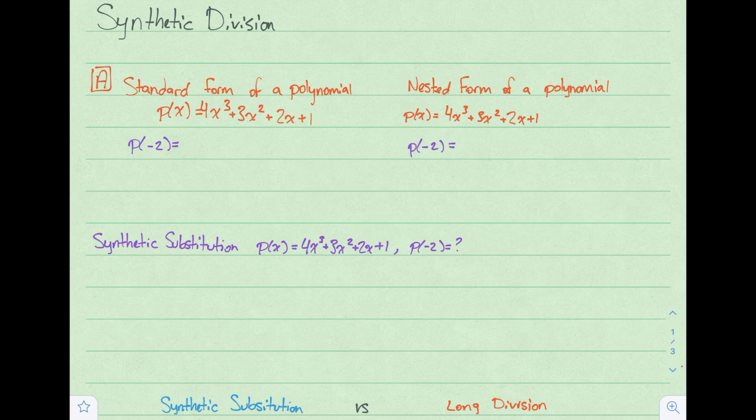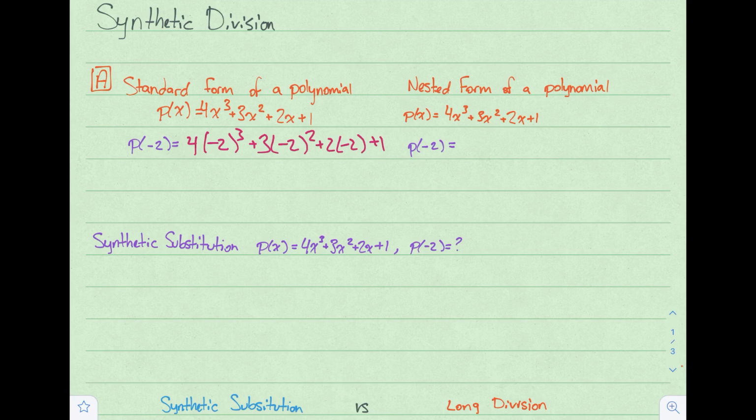So in the past, we've used almost exclusively the standard form of a polynomial. Standard form of a polynomial is when we list all of the terms from highest degree to lowest degree. If we want to evaluate a polynomial in standard form, we can just plug in our x and then evaluate each term and then find the sum.